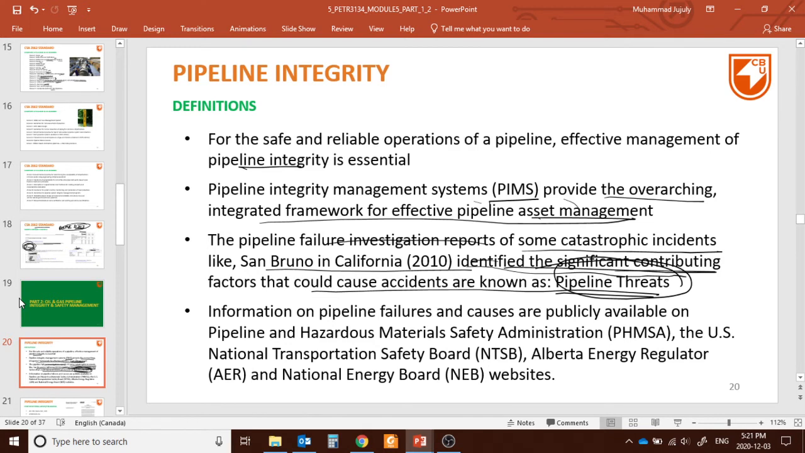And just like we are managing the coronavirus the same way, we will manage these threats, to make the pipeline safer.